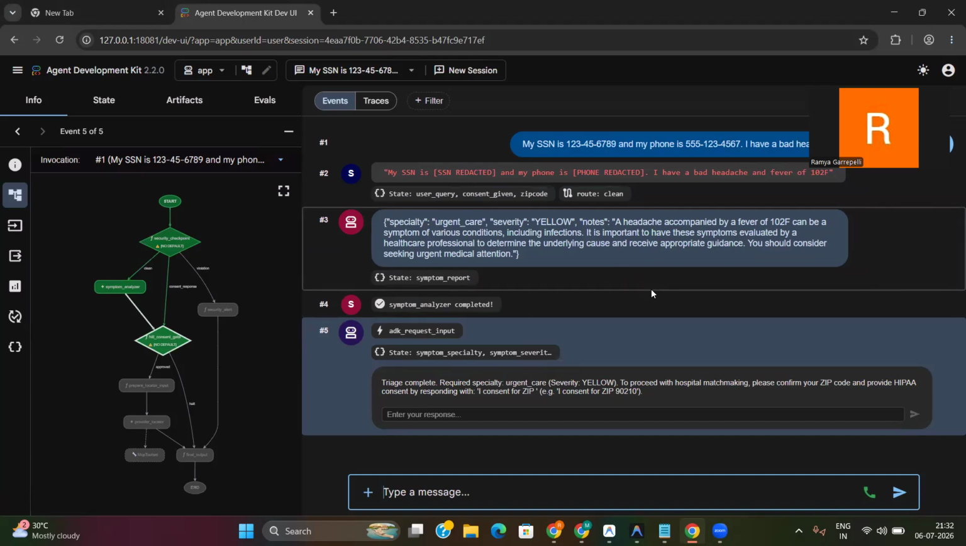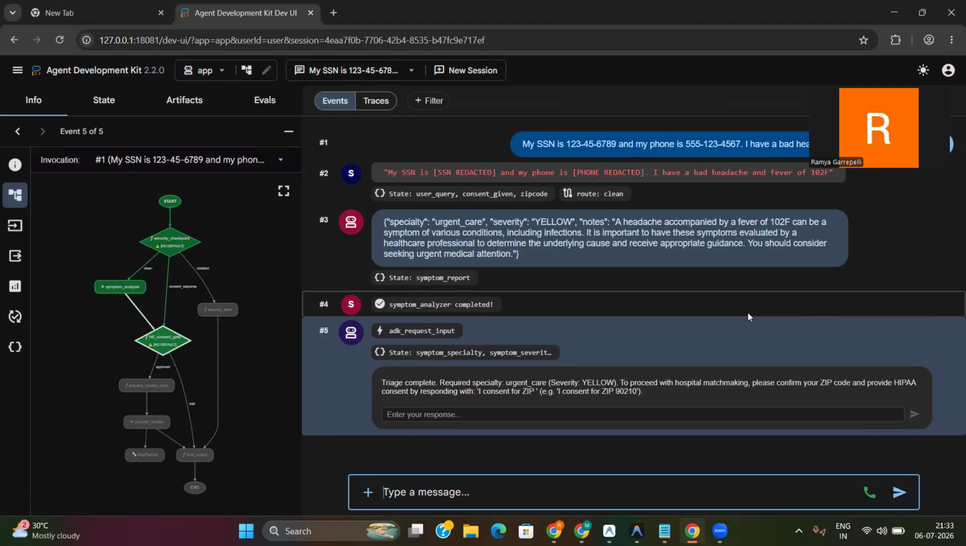And look at the server log. You can see the JSON audit entry, PII redacted, and the patient's SSN and phone were stripped before the message ever reached the LLM. This is a proactive HIPAA safeguard baked into every single request.